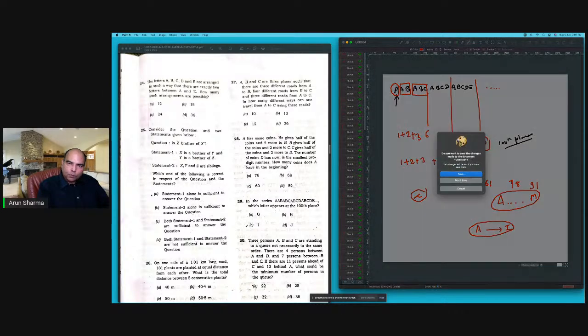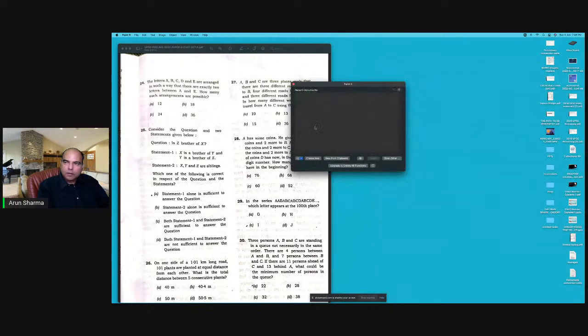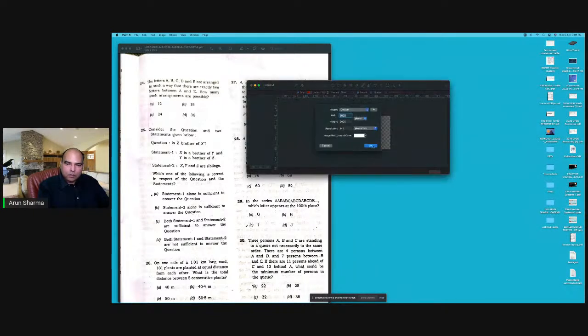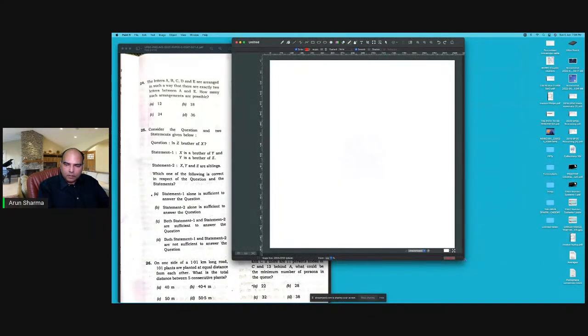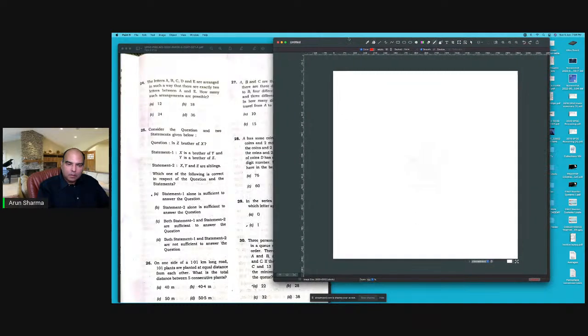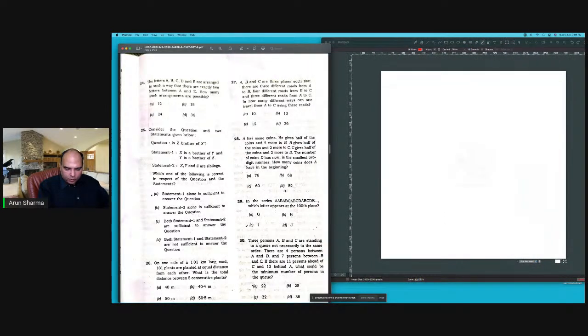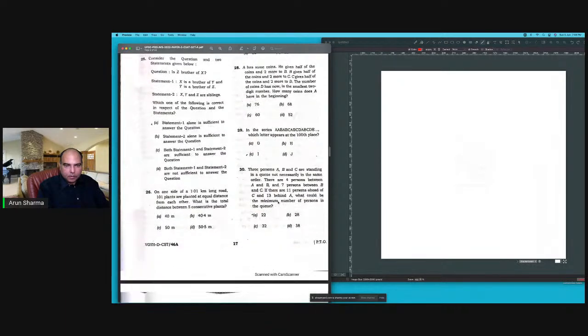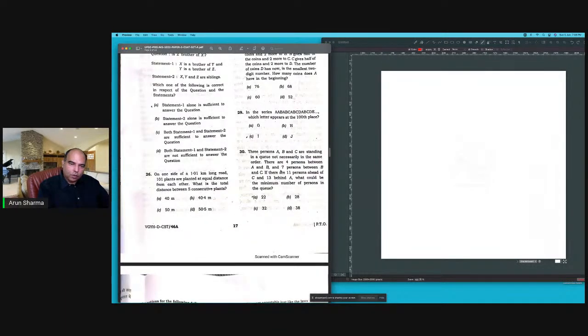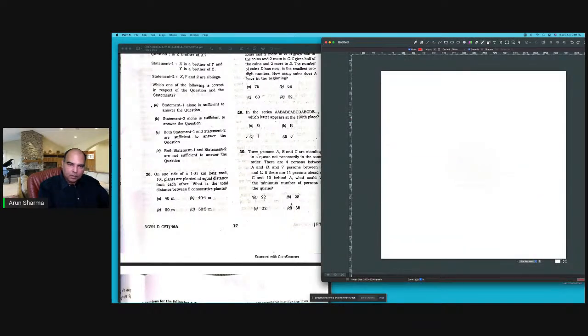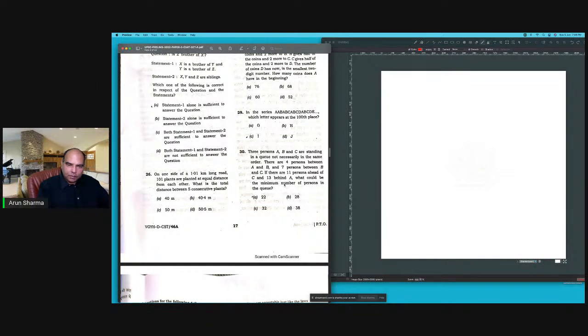Right, so let's look at question 29. In 30. Three persons A, B, C are standing in a queue, not in the same order. There are four persons between A and B, and seven persons between B and C. If there are 11 persons ahead of C and 13 behind A, what would be the minimum number of persons in the queue?